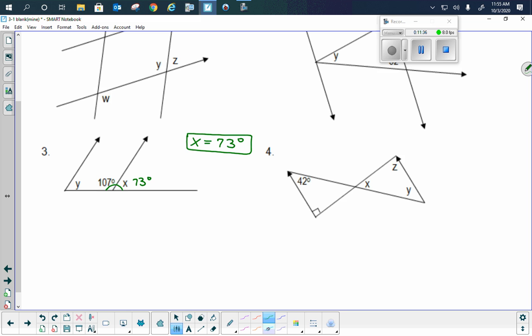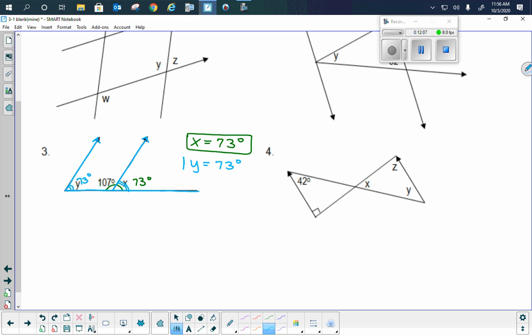And then the next thing I'm seeing, I notice a sideways F. There's the F with the appropriate parts that are supposed to be parallel. And inside of an F, I'm supposed to know that these two parts are equal. So since x was already labeled 73, we know 73 degrees would go here, and therefore y would equal 73 degrees.